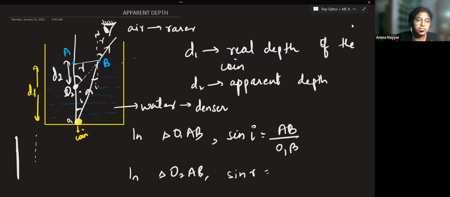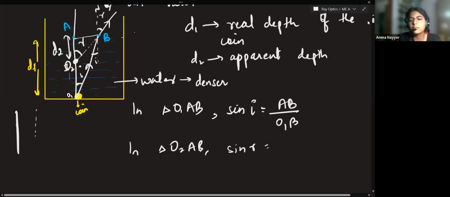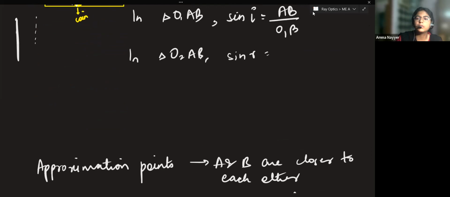Now, if you look at this smaller triangle, O2AB, here sine R will be equal to what? Again, perpendicular by hypotenuse, so AB by O2B. So sine R will be equal to AB by O2B. Fine. Now let's take the ratio.